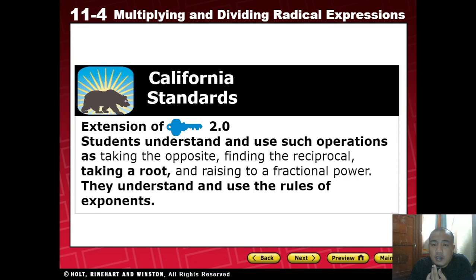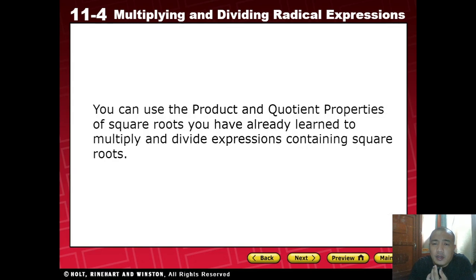So students understand and use such operations as taking the opposite, finding the reciprocal, taking a root, and raising to a fractional power. They understand and use the rules of exponents. So you can use the product and quotient properties of square roots you have already learned to multiply and divide expressions containing square roots.